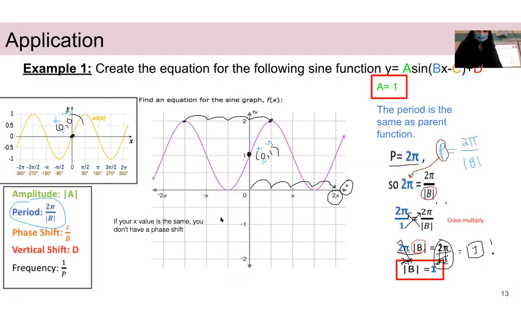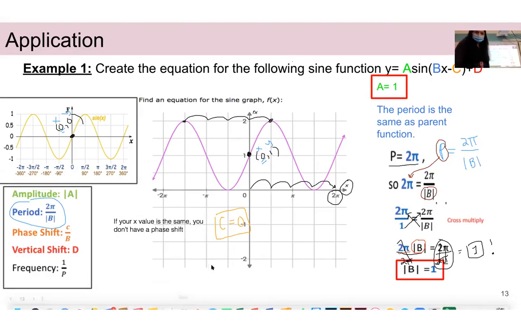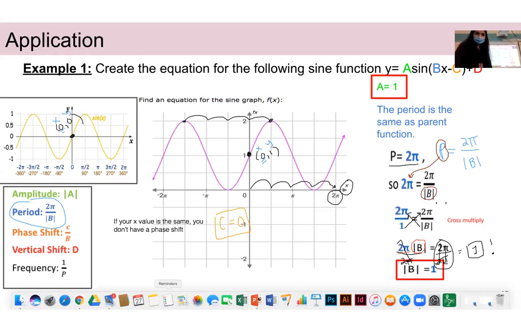C is equal to 0 right here. There is no phase shift, and I did not have to use the phase shift formula. You could, but you're going to do yourself extra work. So there is no phase shift because the x value is still 0. The starting x value is still going to be at 0.